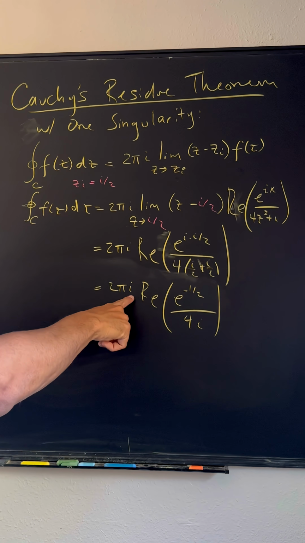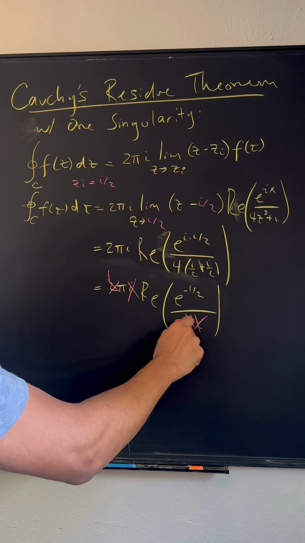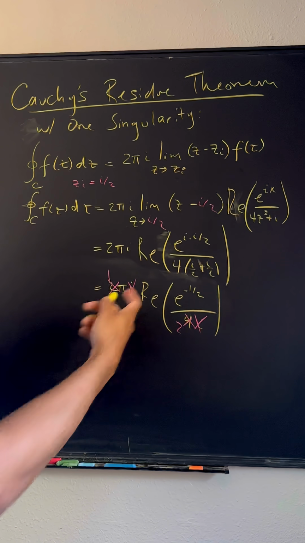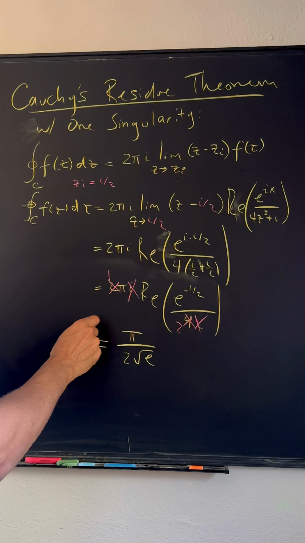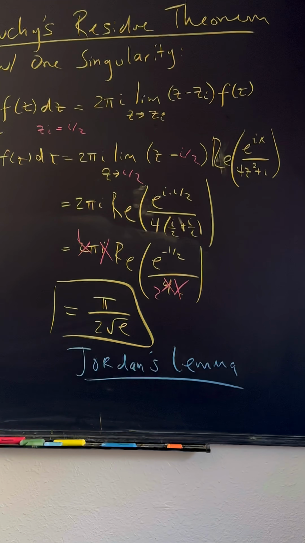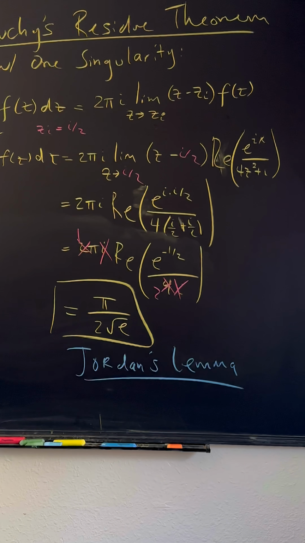And in this case, the i on the top and bottom cancel out. The 2/4 can turn into a 1/2. And there's nothing but real parts in this particular answer, so I can get rid of the real part here, which is going to give me this nice solution of pi over 2 root e. As I mentioned, I did this to motivate you for contour integration. I left out some things like Jordan's lemma, which helps us solve this integral, but at the end, this is the idea of Cauchy's residue theorem and how to use contour integration.